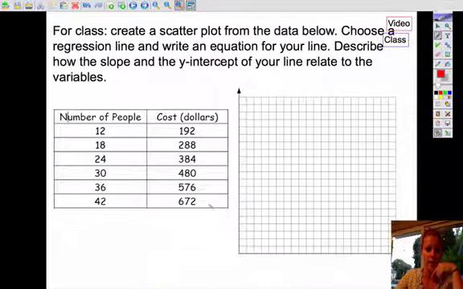So for class, you are asked to create a scatter plot from the data below, and then choose a line of best fit and write an equation for your line, and then talk about how the slope and the y-intercept of your line relate to the number of people and the cost. And we don't really know what this table is referring to, but we can make some assumptions about the rate of change versus people and cost, and then what that y-intercept means in terms of the two variables as well. So go ahead and try that for class.